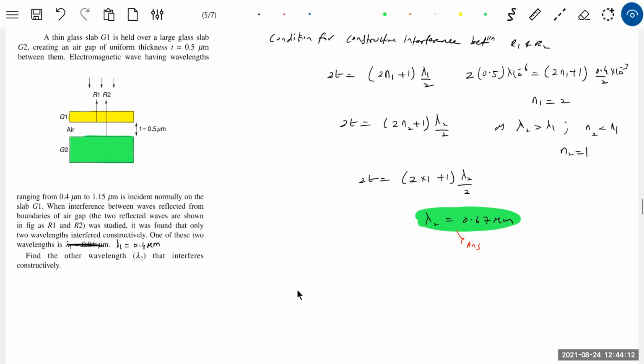Why has it become like this? Actually, the condition for constructive interference should be equal to n lambda, no? The path difference should be equal to n lambda, because this ray after undergoing reflection will undergo a phase change of pi radian, because it's reflected by the denser medium. That's why for constructive interference we have to write the equation like this.